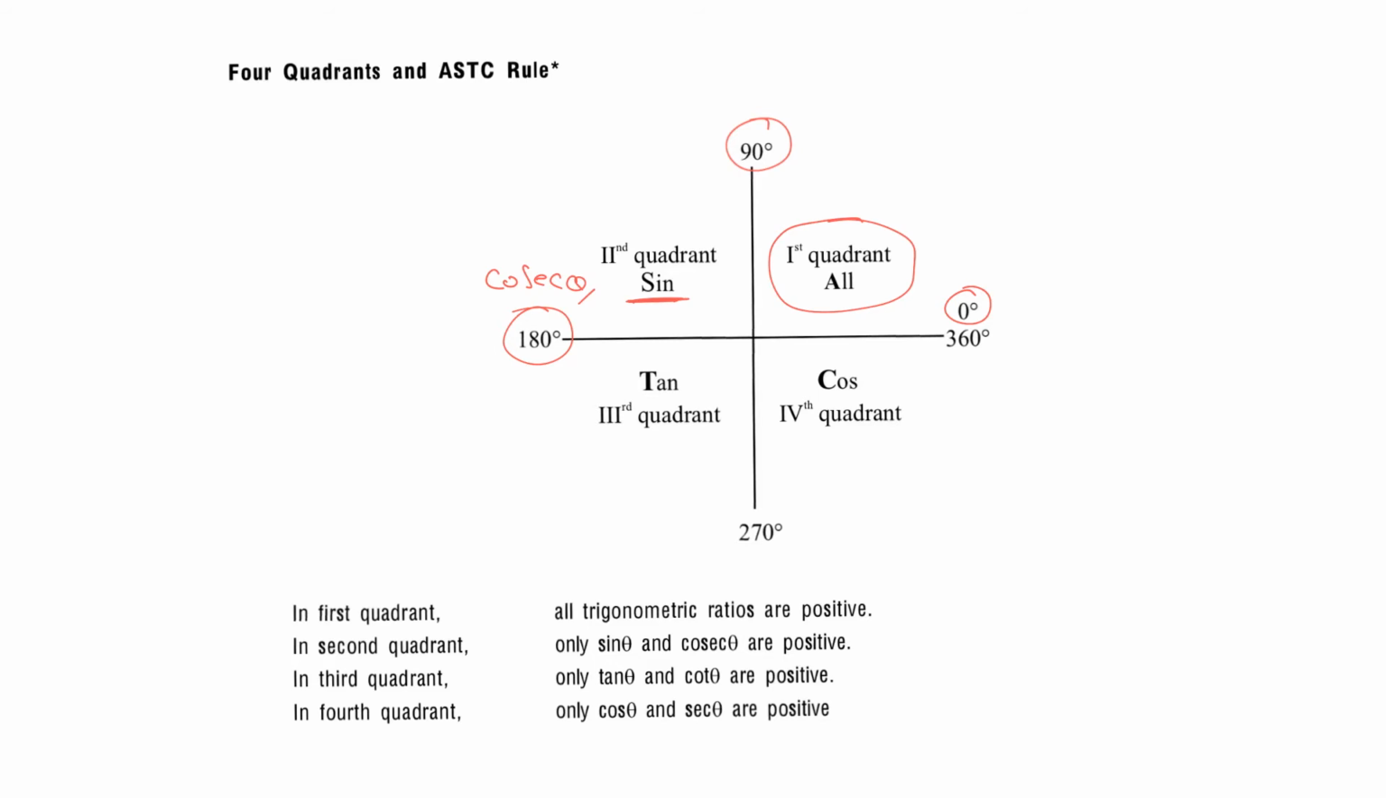Now the third quadrant is from 180 to 270. In this, the value of tan theta or cot theta is positive. That means let's say if I am taking 200, sine 200 is a negative value, cos 200 is a negative value, but tan 200 is a positive value. Now in the fourth quadrant only cos theta, or the reciprocal of that, which is sec theta, is positive. That means if you are taking cos 300, it is a positive value, but sine 300 and tan 300 are negative values. So you should remember in which quadrant which thetas are positive and which are negative.